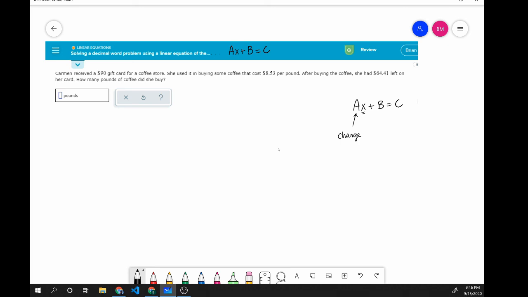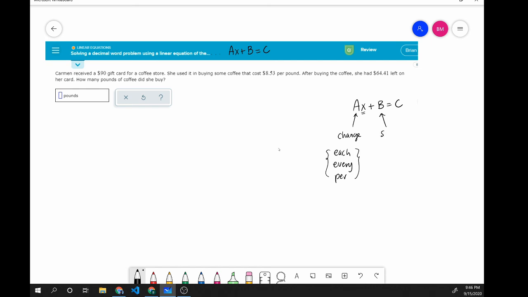And in the problem, you look for keywords. You're going to look for the words each, every, and per. Now these are the main three. There are others, but this is kind of a good starting point for words to look for to identify what number goes next to x.